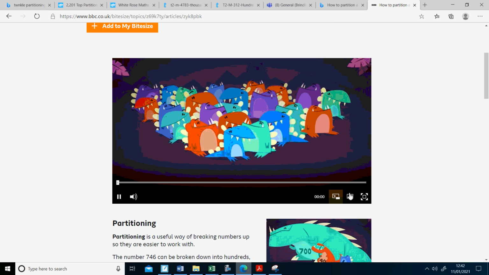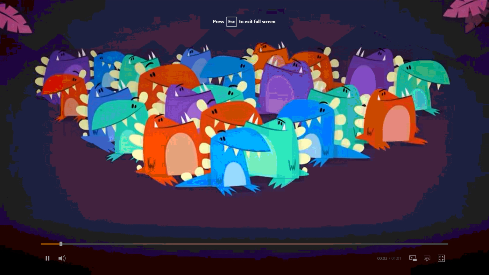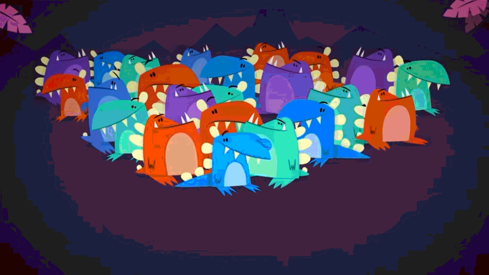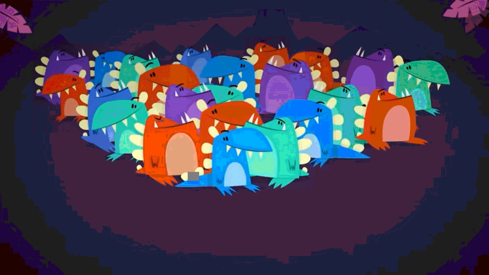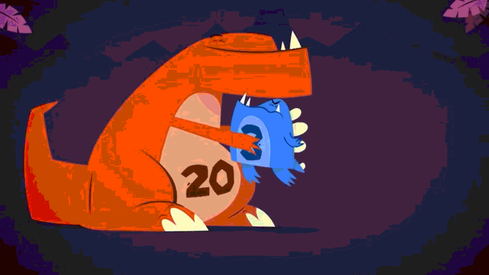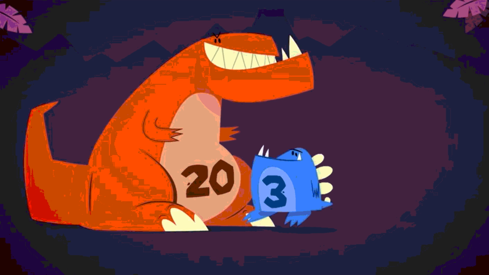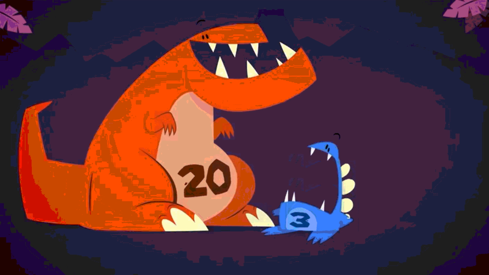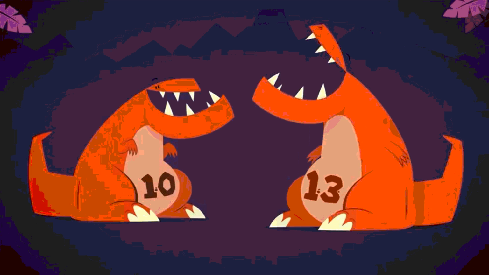Partitioning is a useful way of breaking big numbers up into smaller pieces, so they're easier to work with. Isn't that right, guys? Take the number 23. Let's break it down. Not like that. Like this. You could think of 23 as one big 20 and a little 3. Or how about we split that another way? Into a 10 and a 13. Together they also make 23.